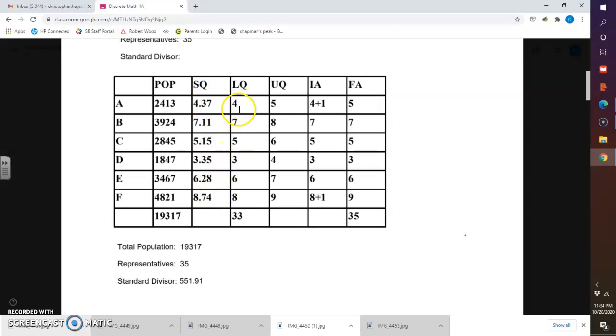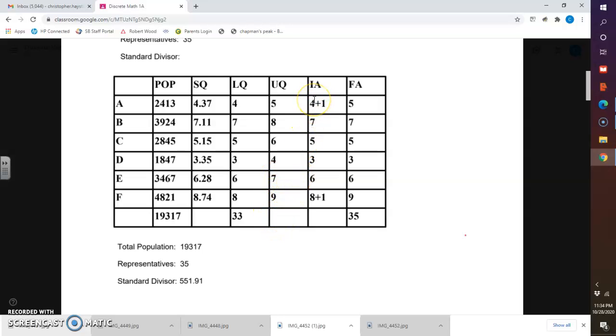My lower quota is literally the number before the decimal point. I add it up, I get a total of 33. My upper quota is the number after the decimal point. If I added this up, even though I don't necessarily have to, I should get 39. I should get 6 more because I have 6 groups here. 5 and 8 is 13, 13 and 6 is 19, 19 and 4 is 23, 23 and 7 is 30, and 30 and 9 is 39. So I must have done it right.